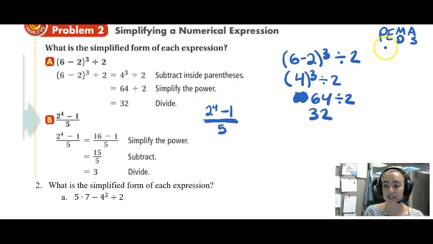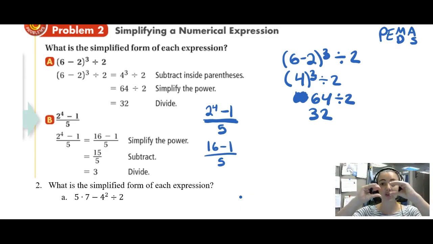What I see there is the next part, which is exponent. I see a power, 2 to the fourth. That'd be 2 times 2 times 2 times 2. So 2 times 2 is 4, times 2 is 8, times 2 again is 16. So you'd write 16 minus 1, all divided by 5. Again, we're still working just on that numerator, just on that grouping. So next we do 16 minus 1.